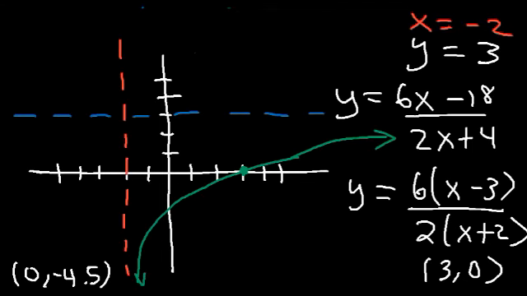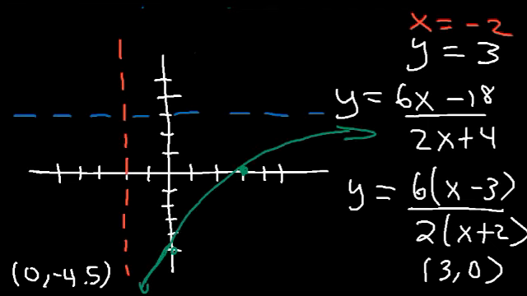Now, the y-intercept is at (0, negative 4.5). Maybe I should have plugged that in first before I graphed it. So this is a more accurate representation. Now, we need to check the left side of the vertical asymptote. So let's plug in negative 3 into the equation to see if it's above or below the horizontal asymptote.